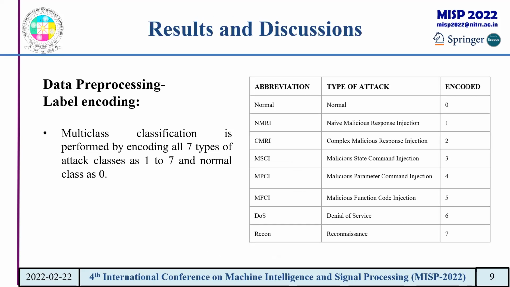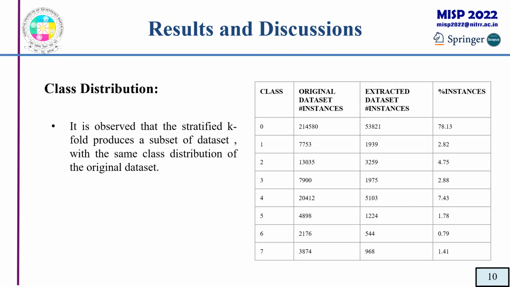These are our results and discussion. As I said in pre-processing, label encoding is carried out. From this table, multi-class classification is performed by encoding all 7 types of attack classes as 1 to 7 and the normal class as 0. And this is the result of class distribution. As I told earlier, instead of processing the entire dataset, a subset of the dataset has been considered for evaluation. It is observed from this table that it produces a subset of the dataset with the same class distribution as the original dataset.